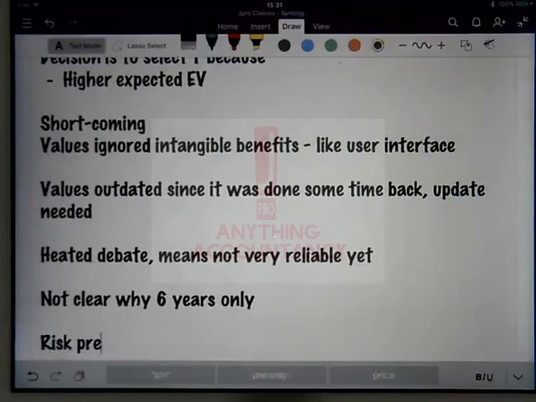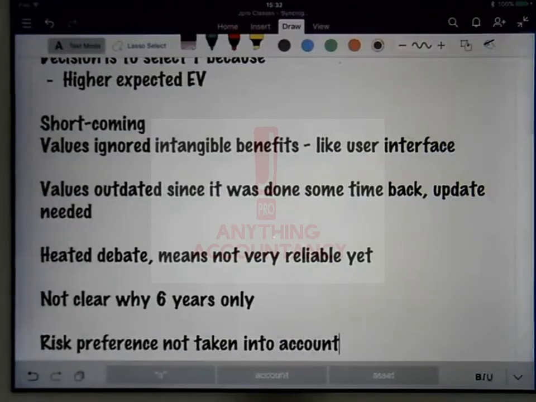Risk preference not taken into account. Done. Enough.